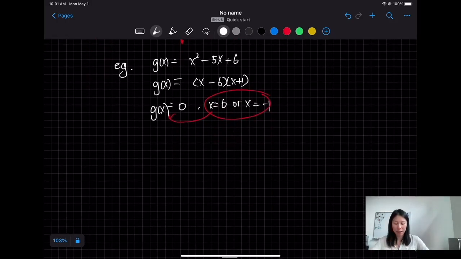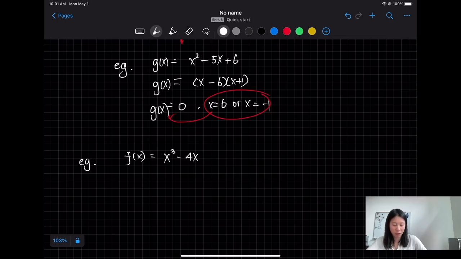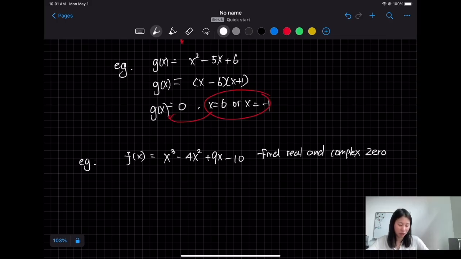So now let's have an example. Given the function f(x) equals x cubed minus 4x squared plus 9x minus 10, I want you to find the roots and the complex zeros of the function. Well, let's see how many things we have learned so far. If we use the rational roots theorem, we can find the possible real roots, right?